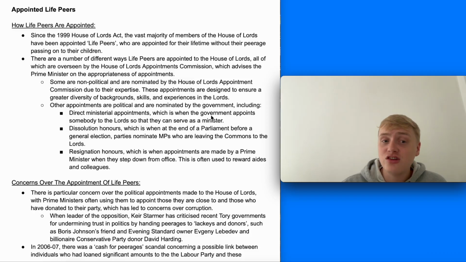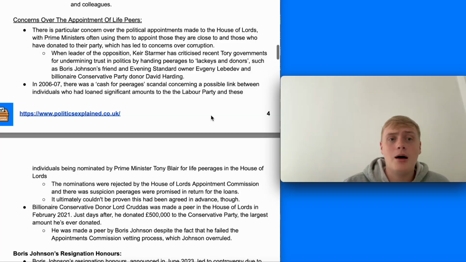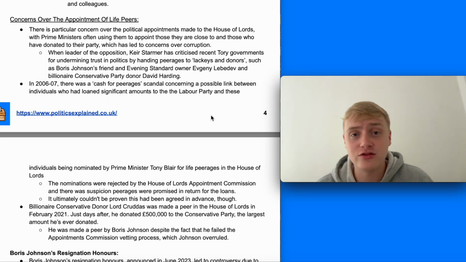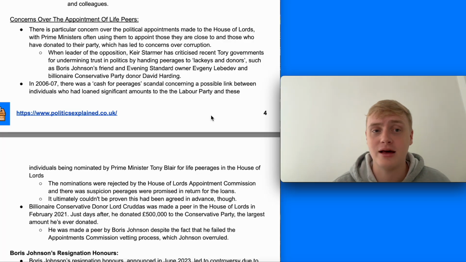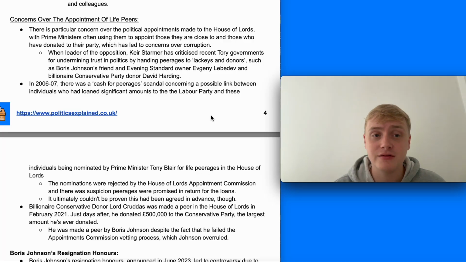And there's a particular concern over all of these last types, which are less directly controlled by the House of Lords Appointments Commission and more driven by parties, leaders, and the Prime Minister. And there's concern that they're used by Prime Ministers to appoint those they're close to and those who have donated to their party, which led to concerns over corruption. And we looked at this in the party funding video.